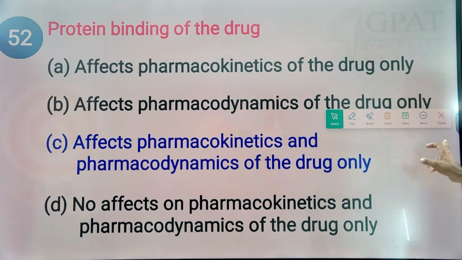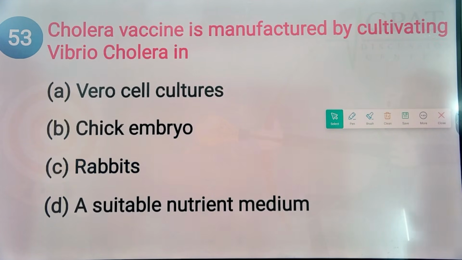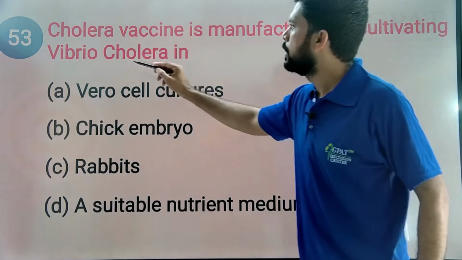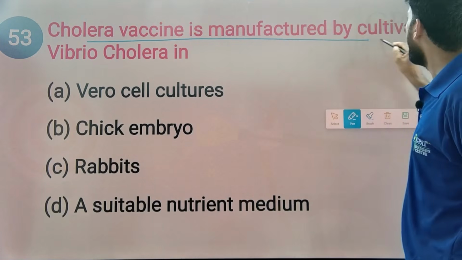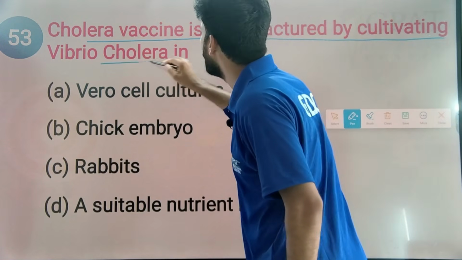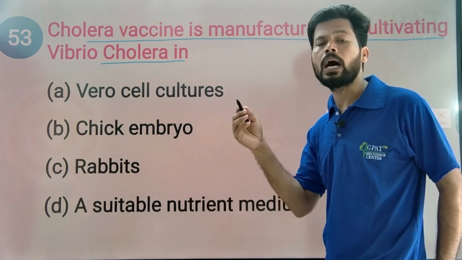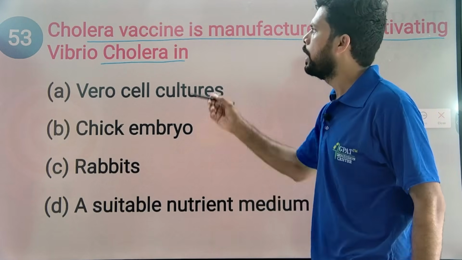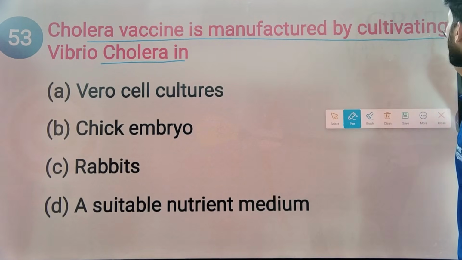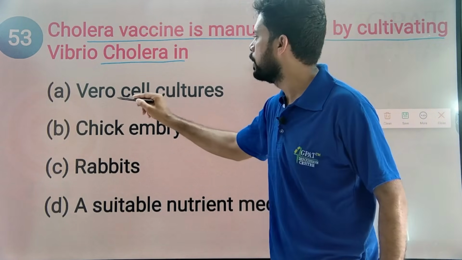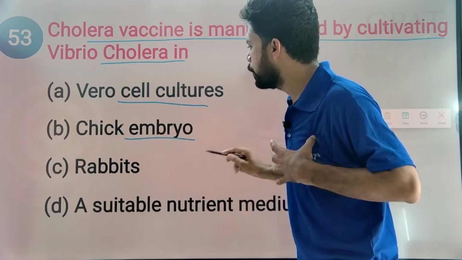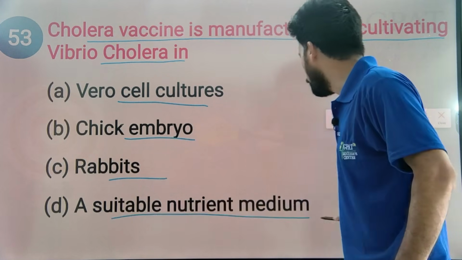So protein binding of a drug determines both pharmacokinetics as well as pharmacodynamics. Next, cholera vaccine is manufactured by cultivating Vibrio cholerae in. So Vibrio cholerae is the organism causing cholera, and cholera vaccine is manufactured by cultivating Vibrio cholerae in aerosol cultures, chick embryo, rabbit, a suitable nutrient medium.